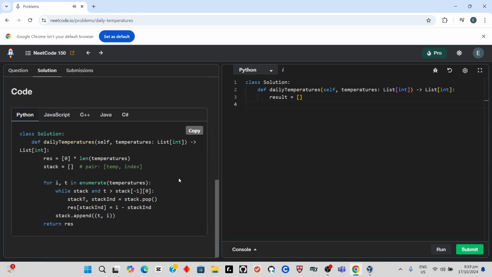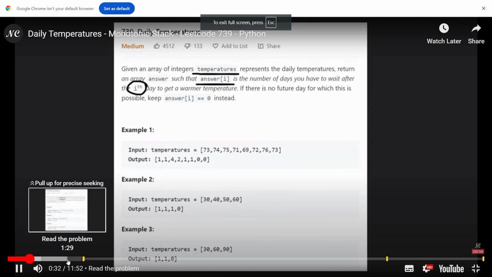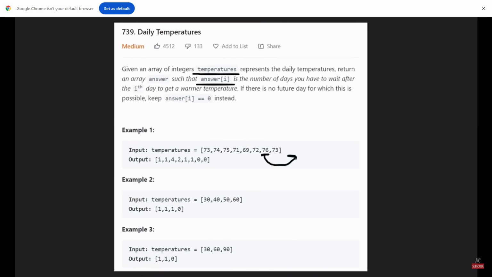There are temperatures that never had a temperature greater than them. Look at these last two temperatures. We had a 76, nothing to the right of 76 is greater than it. And of course, the last position, 73, there's no temperatures to the right of it in the first place, so nothing was greater than 73 to the right. So for these ones, we're going to return a default value of 0.